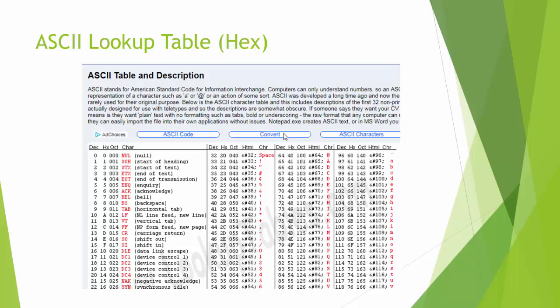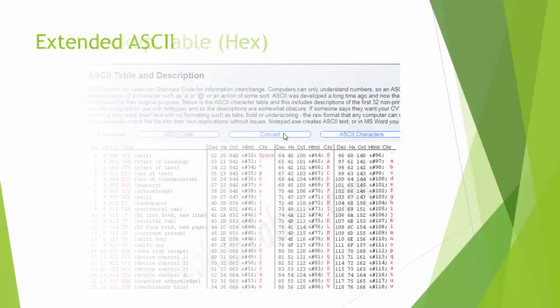So the good news is there are lookup tables online, so you do not need to memorize this. You can look things up yourself. In any tests in our course, you'll be given a lookup table.